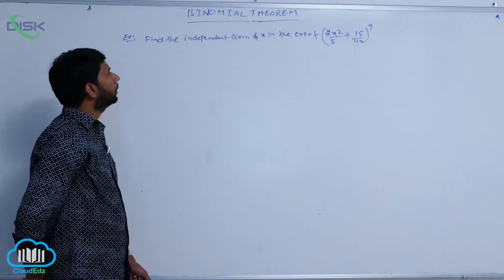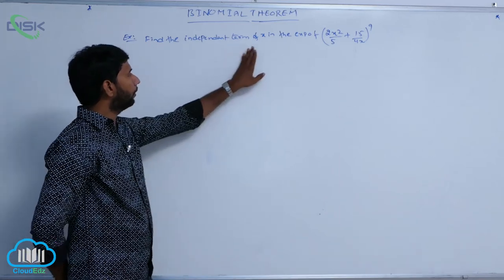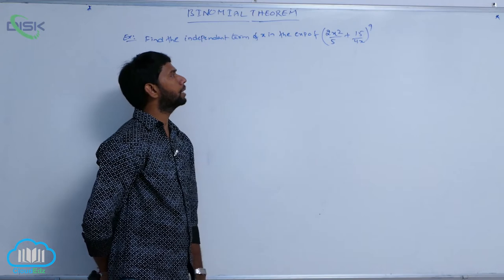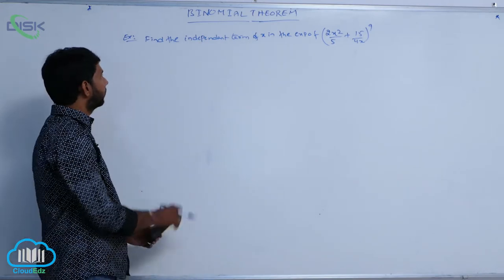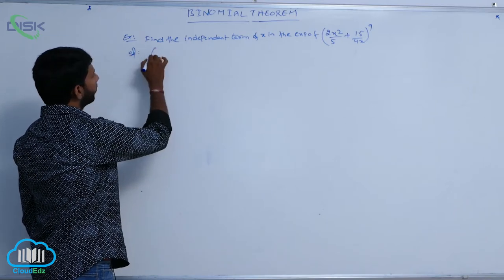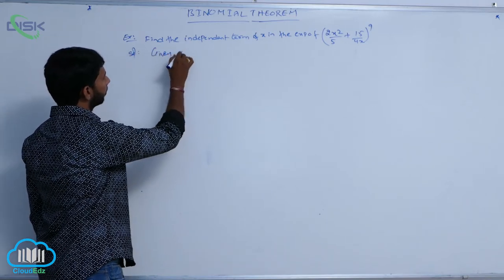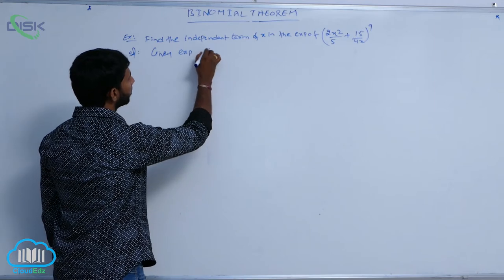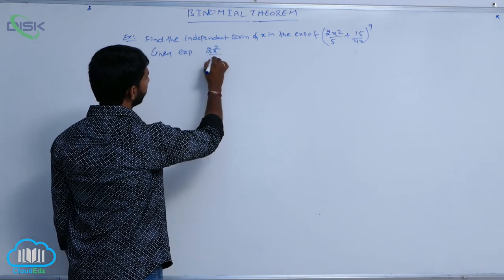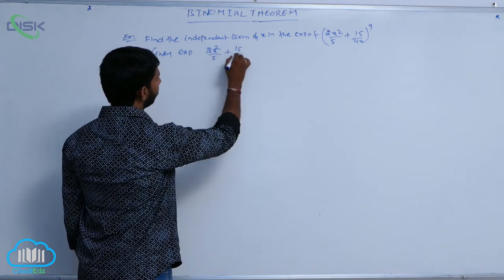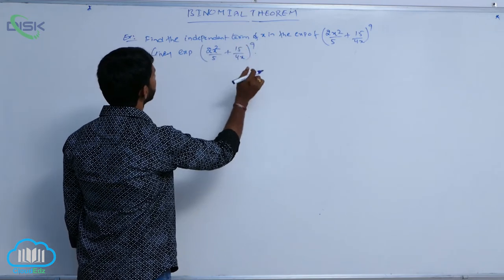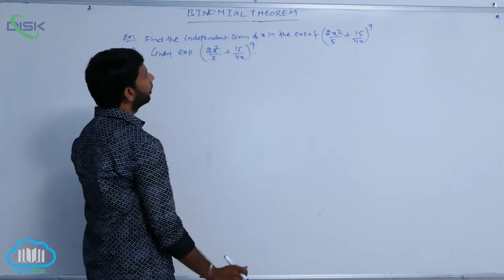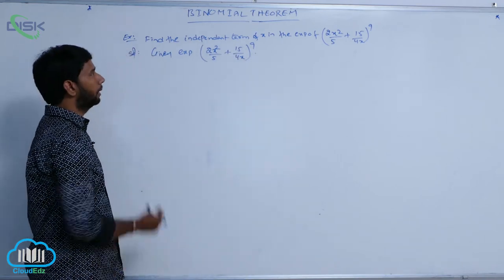Find the independent term in the expansion of (2x²/5 + 15/(4x))⁹. The given expansion is (2x²/5 + 15/(4x))⁹.